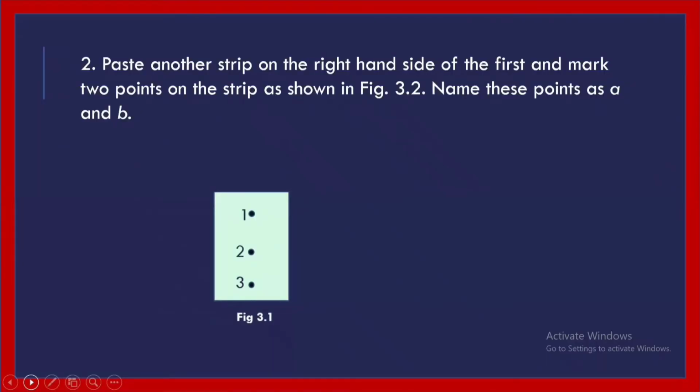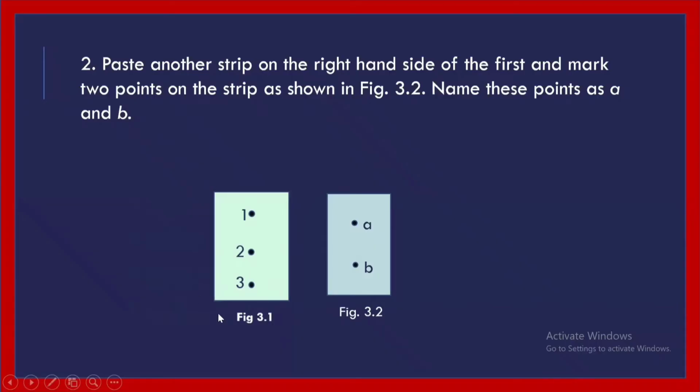The next thing is that you paste another strip on the right hand side of the first one and mark 2 points on the strip as shown in figure 3.2. Name these points as A and B. So I again take a strip and I mark 2 points on it and I name them as A and B, and this becomes my figure 3.2. And together this completes my pasting work.